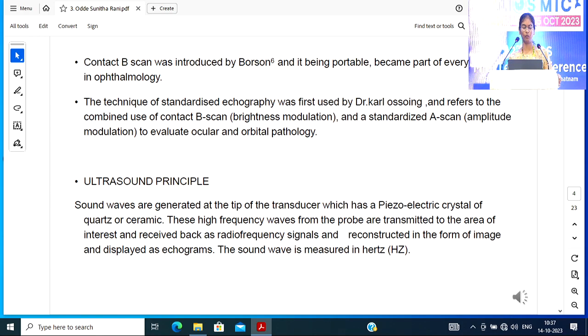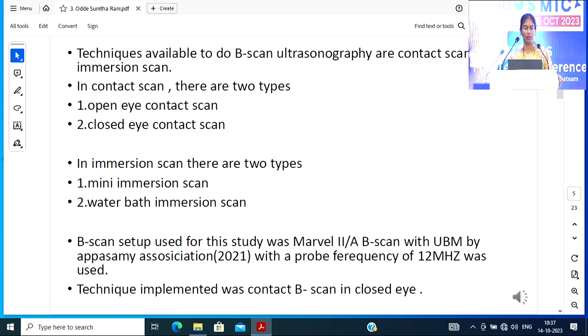Ultrasound principle. Sound waves are generated at the tip of the transducer, which has a piezoelectric crystal of quartz or ceramic. These high frequency waves from the probe are transmitted to the area of interest and are received back as radio frequency signals, reconstructed in the form of an image and displayed as an echograph. The frequency of sound waves is measured in hertz.